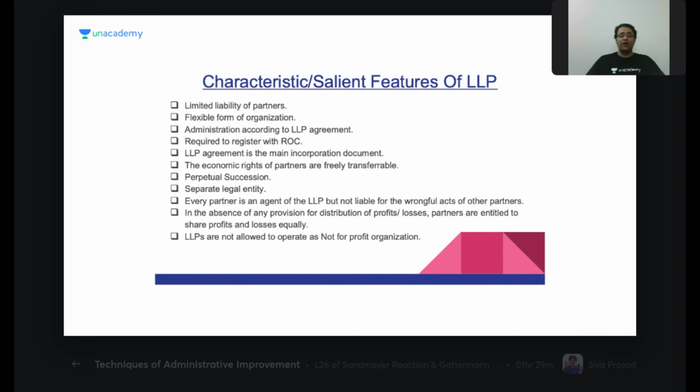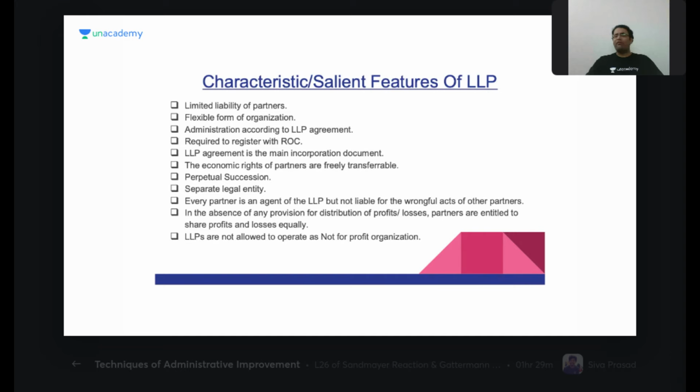Okay, come to the last point. LLPs are not allowed to operate as not-for-profit organizations. Now, what do you mean by not-for-profit organizations? We come across a lot of charitable institutes, a lot of charitable organizations that do not work for profit, that work for charity and for the well-being of mankind in general. So an LLP is specifically not allowed to operate as a not-for-profit organization, and it is deemed that an LLP has to be a profit-making organization.